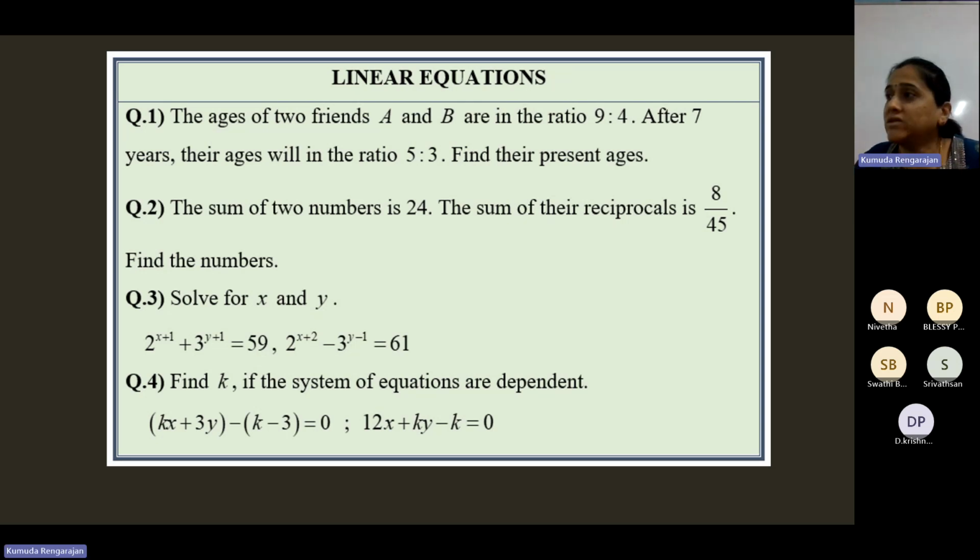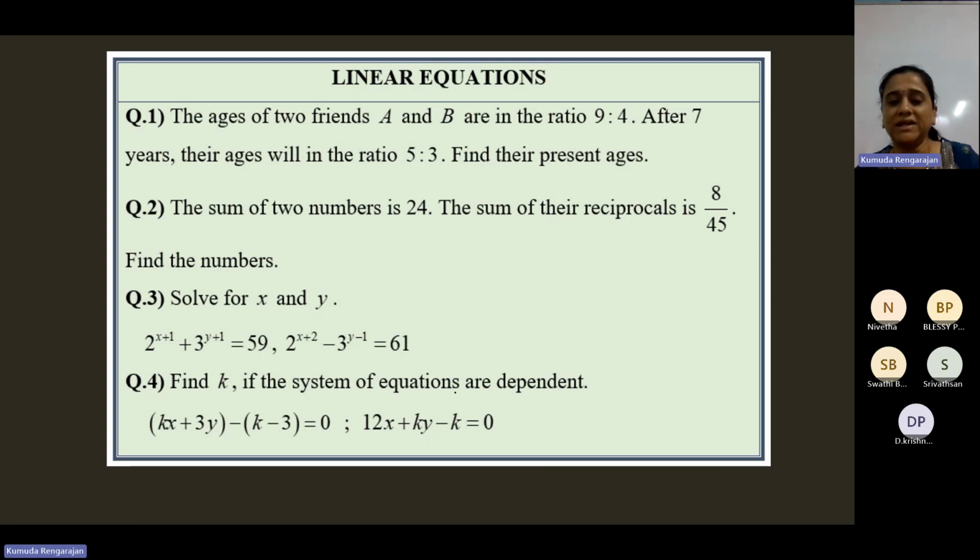So when a system of equations have one solution, they're consistent because they have one solution. When a system of equations have infinitely many solutions, they're consistent because they have at least one solution. So when the system of equations have at least one solution, they're said to be consistent. If they do not have any solution, then inconsistent.